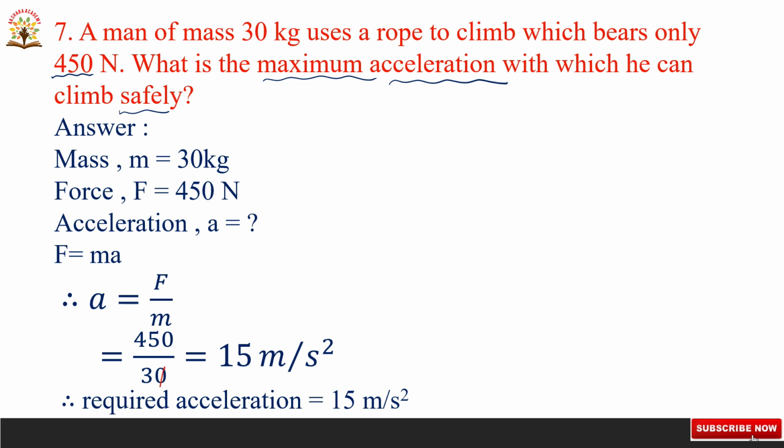Here 0 gets cancelled, 3 ones are 3, 3 fives are 15. So a is equal to 15 meters per second square. So therefore maximum acceleration or the required acceleration is equal to 15 meters per second square.